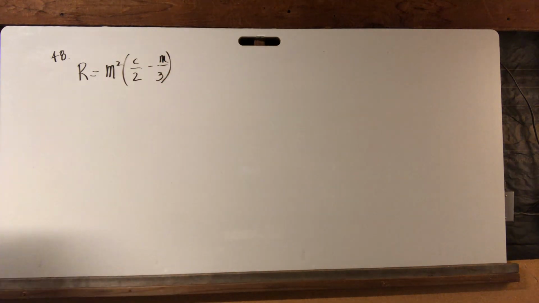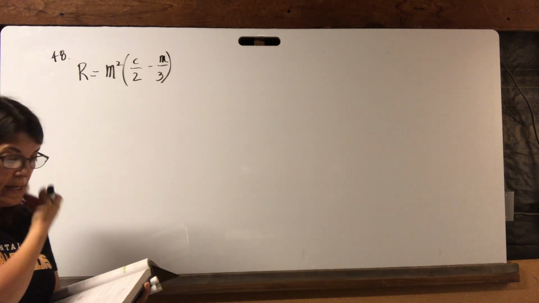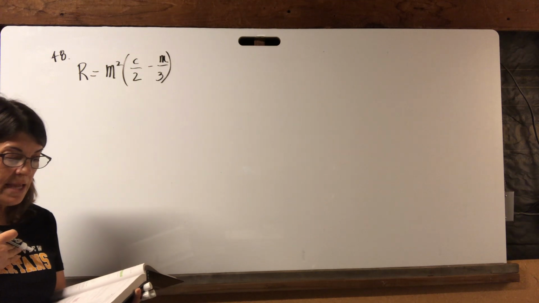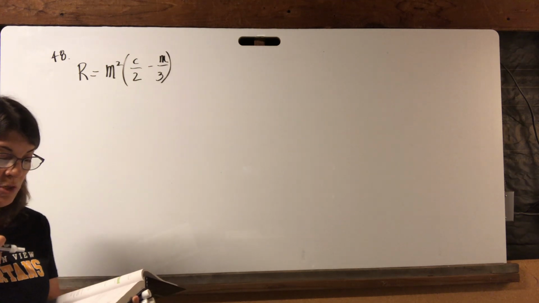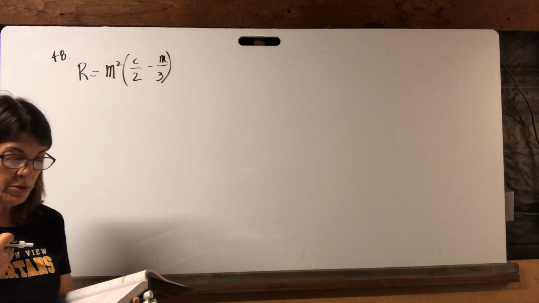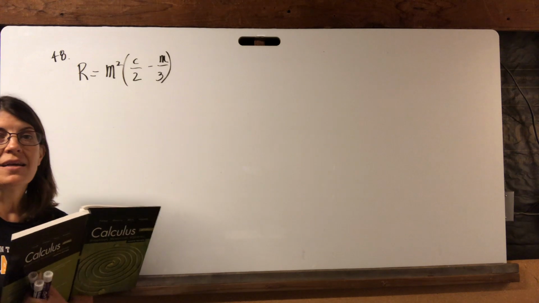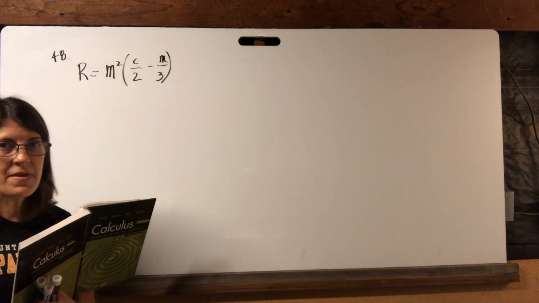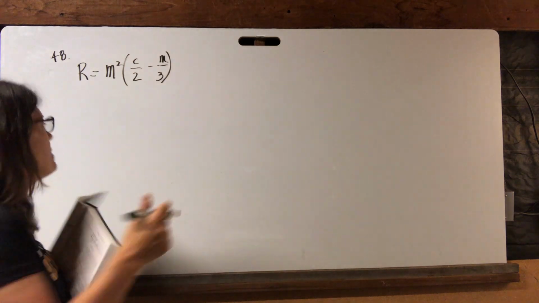Okay. So I'm just going to read the problem. The reaction of the body to a dose of medicine can be represented by an equation of the form R equals m squared times the quantity C over 2 minus m over 3, where C is a positive constant. Right away I think to myself, the derivative of a constant is 0. So keep that in mind.